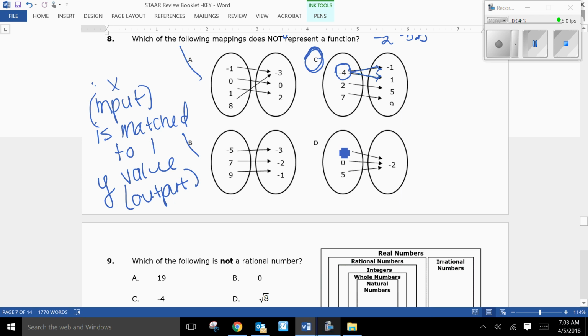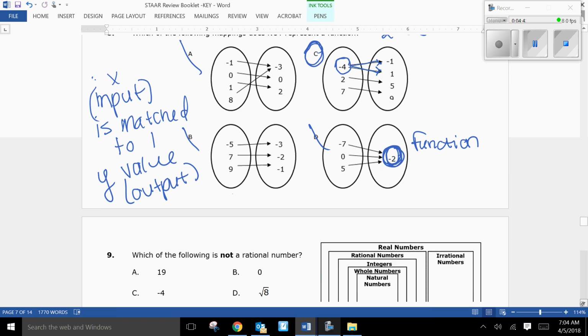D, -7 is matched to -2, 0 is matched to -2, and 5 is matched to -2. Even though they're all matched to the same output, this is still a function because each x value still only goes to one y value. So that is okay. So this one is still a function. So C is definitely my answer.